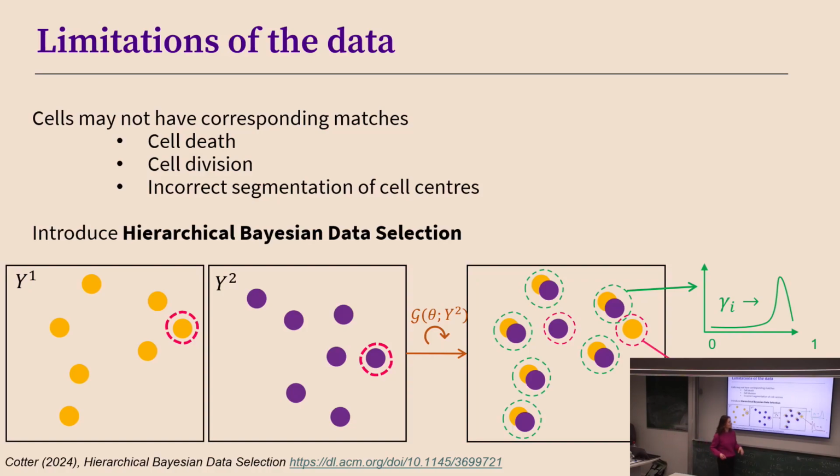So for the green case here, our fidelity parameter would be much closer to 1, so it's contributing to our likelihood and our matching. We're paying attention to that cell. Whereas for this pink cell, which doesn't have a true match in Y2, we infer that fidelity parameter and see that it goes towards 0, so we're tempering out that contribution there.